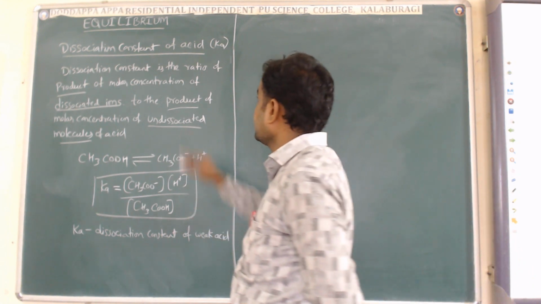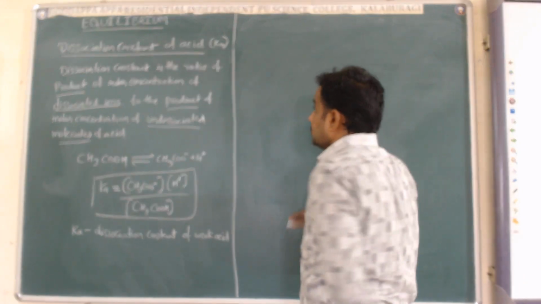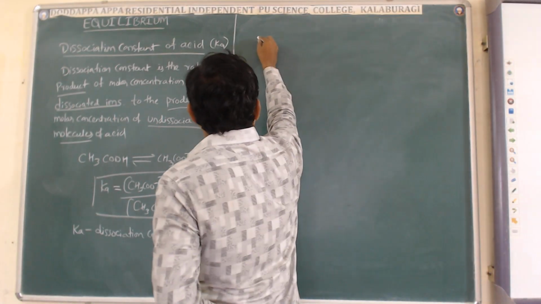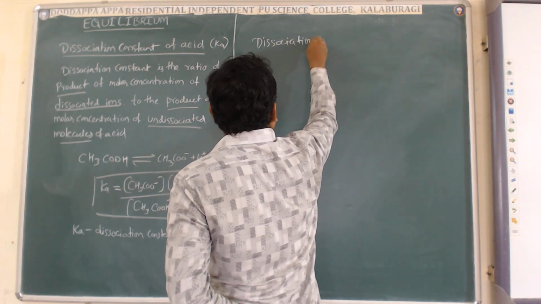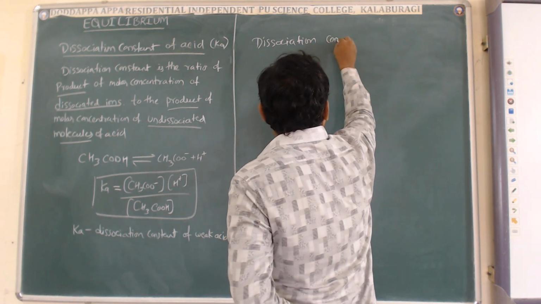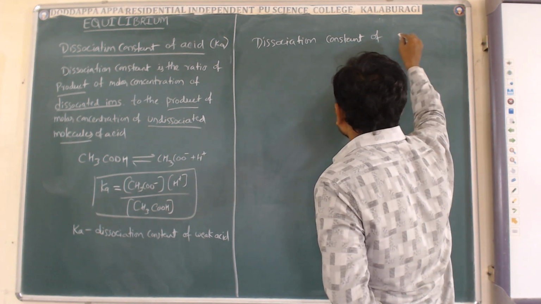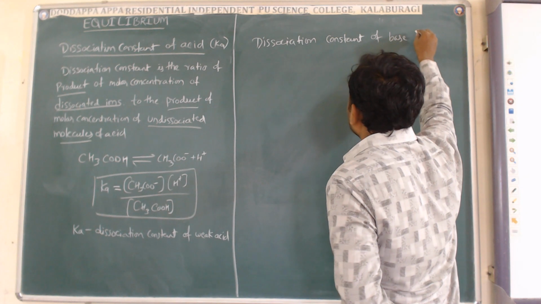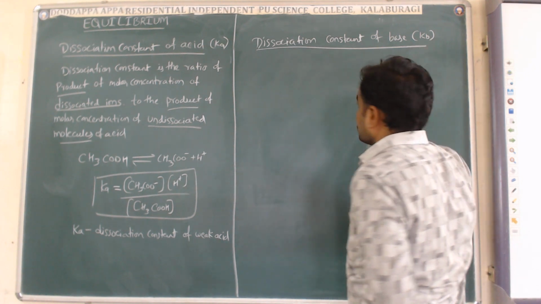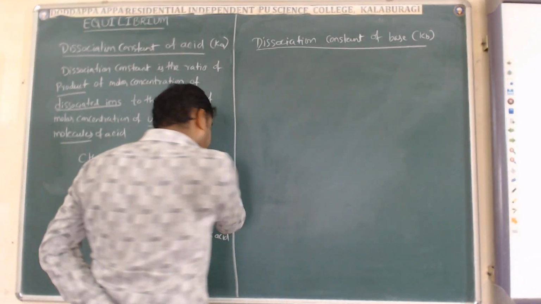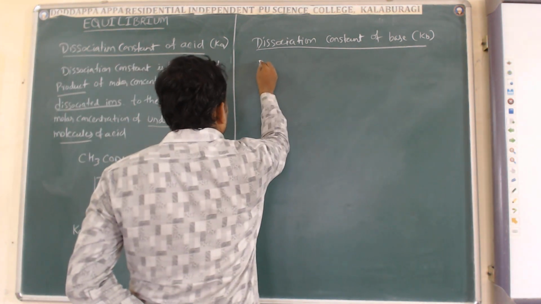The next one you have is the dissociation constant of weak base. I will write that here. The dissociation constant of base. We have to write Kb. That way, dissociation constant of base. Here also the definition is the same, so the same definition we have to write down.